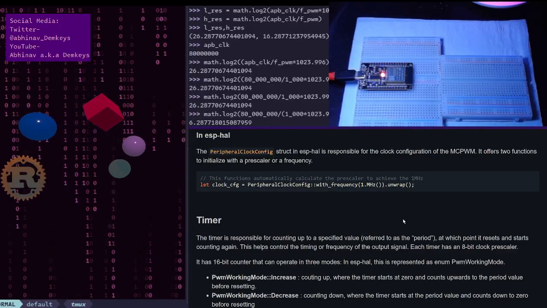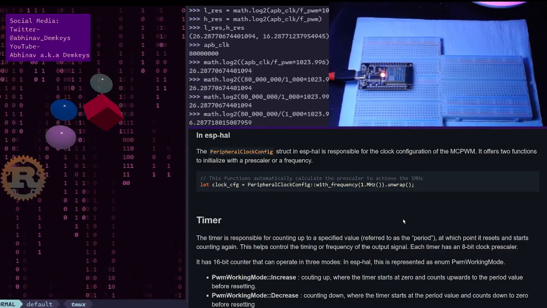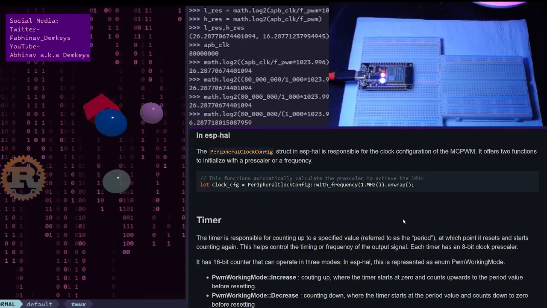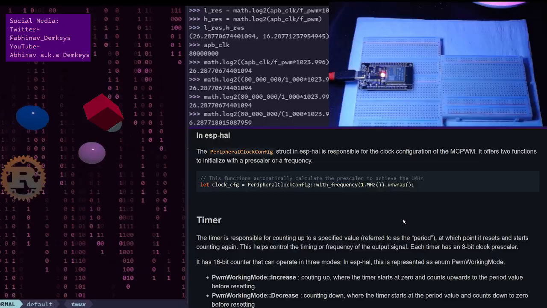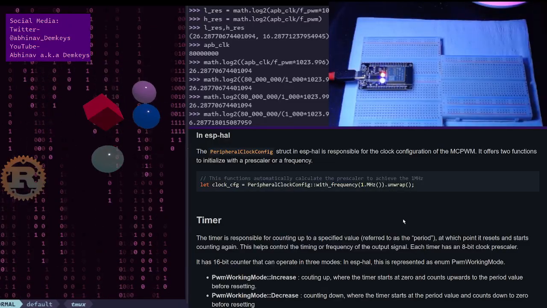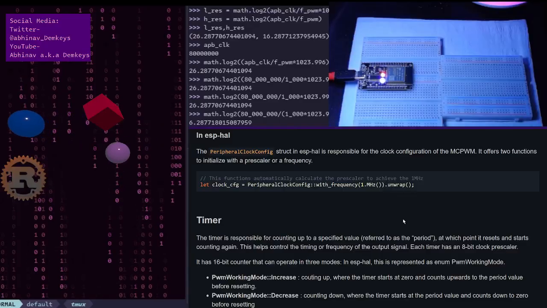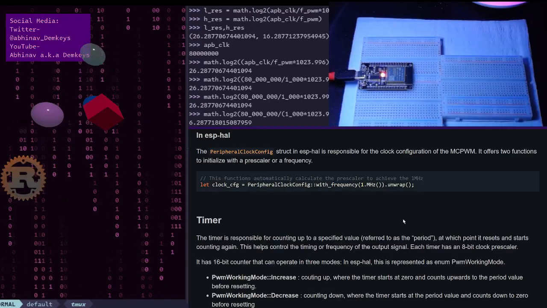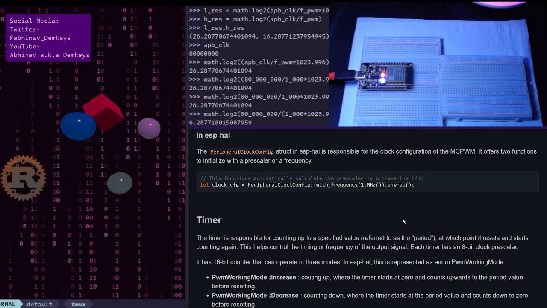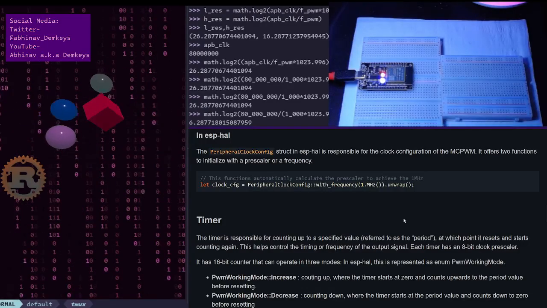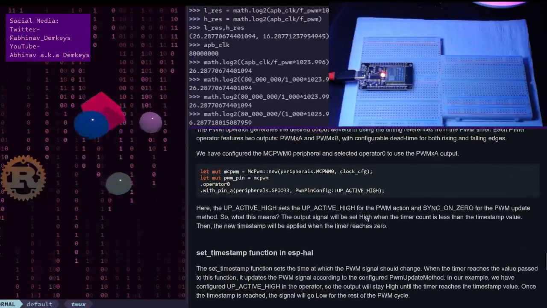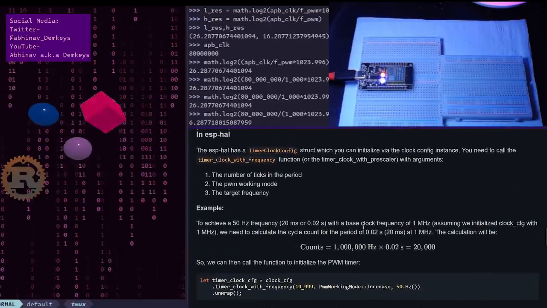Okay, let's try that. Nope, that's not it. Periph, I'm missing something here. Oh, they gave like an example in the next thing.